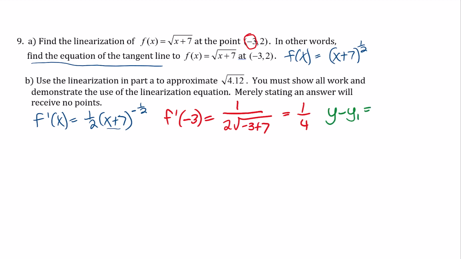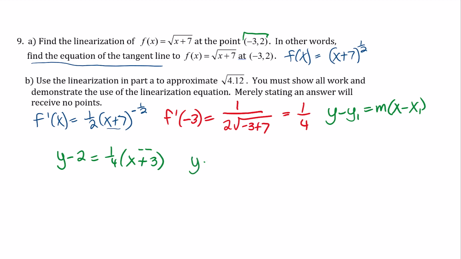Now we're going to simply use the point slope formula. Y minus the y from the point equals the slope times x minus the x from the point. And our x and y are right here in the point above. So y minus 2 equals the slope we just found, which was 1/4, and then x minus, it's minus a minus, so make a plus 3. Let's go ahead and solve this for y.